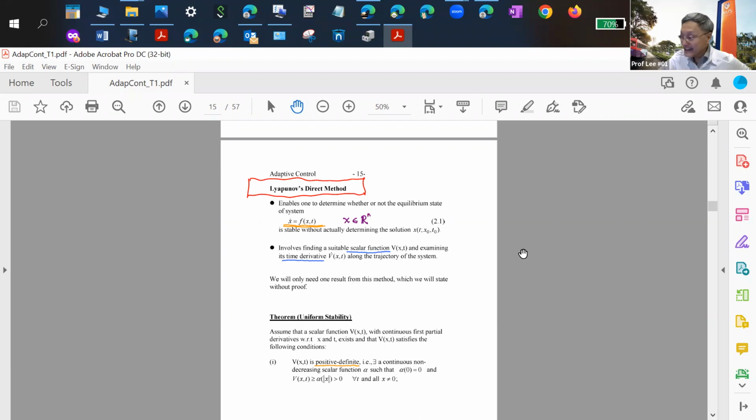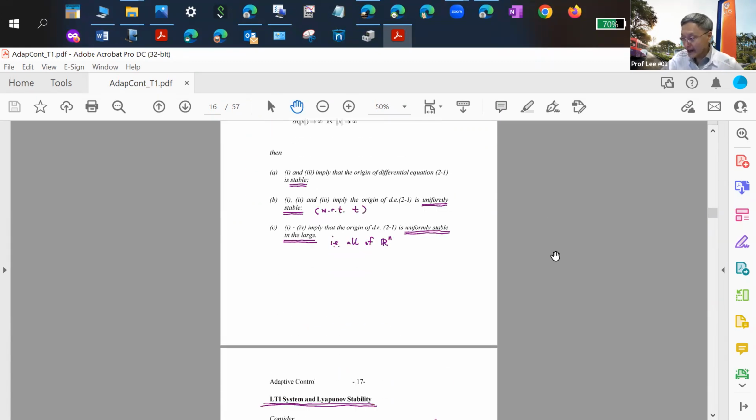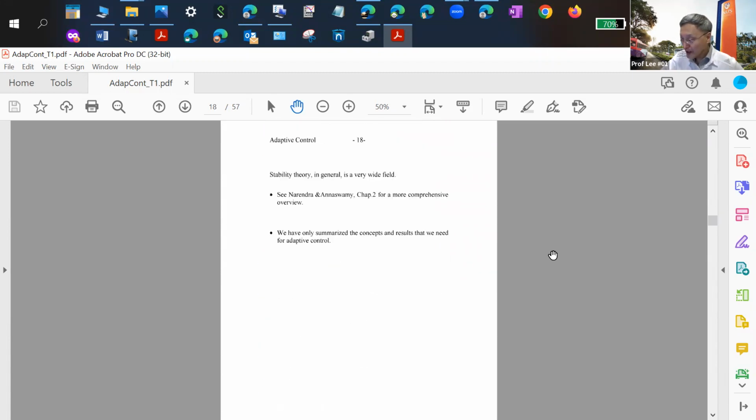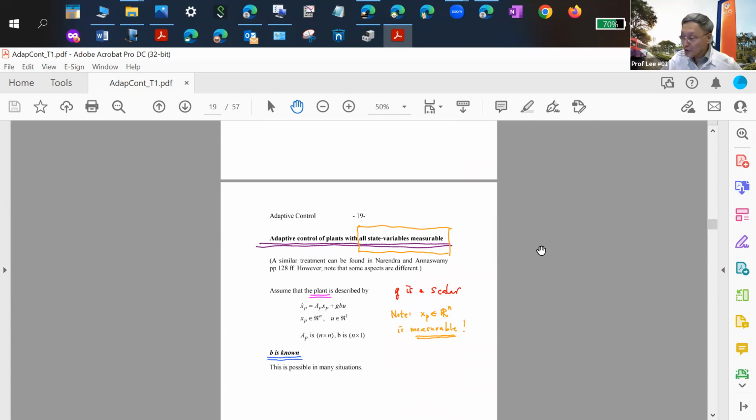As I said, in this next part we have already seen the rigorous underpinnings of the Lyapunov direct theory. Next we will go on to look at adaptive control with state variables measurable. Of course, in later lectures, we will then ask: if state variables are not measurable, only input output measurable, and we still want to do adaptive control, how do we do it? That is all in the plan.